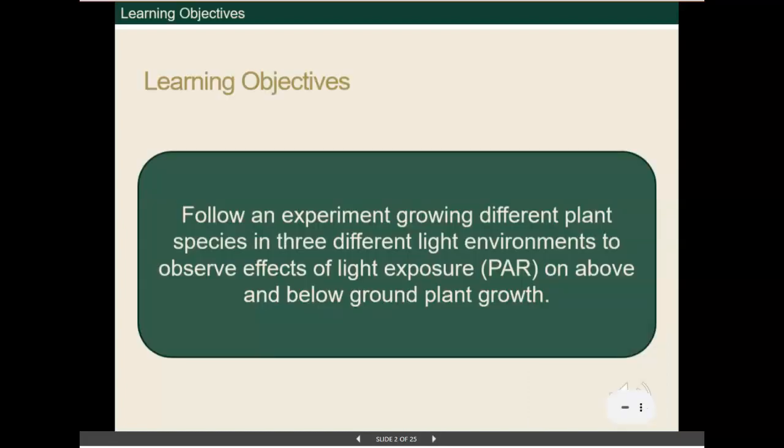We'll be following an experiment where we've grown different plant species in different light environments, which means there are different amounts of PAR. Remember, PAR stands for photosynthetically active radiation. We want to know how these light treatments will affect the above and below ground growth of our plants.